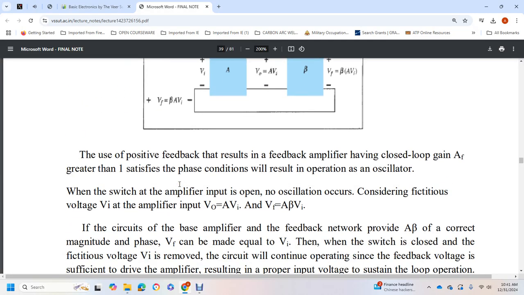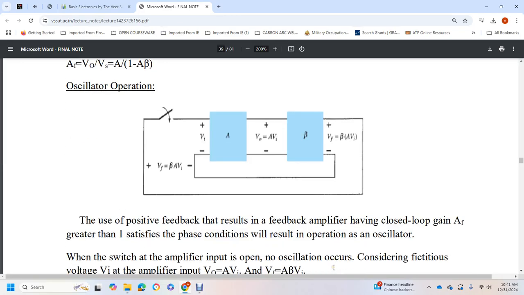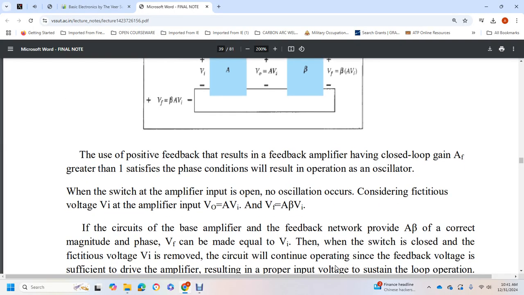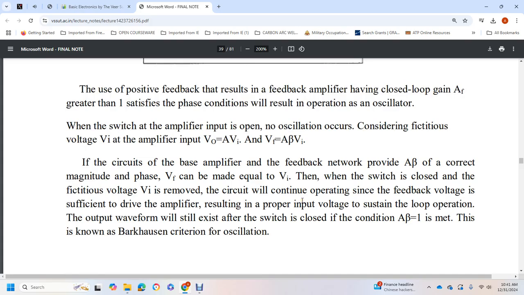Oscillator operation. The use of positive feedback in a feedback amplifier closed loop results in oscillator operation, provided the loop gain is greater than 1 and satisfies the phase condition. With the switch at the amplifier input open, no oscillation occurs. If the fictitious input voltage equals the amplifier output voltage times the feedback factor, then Vo = A·Vi and Vi = βVo. The circuit of the base amplifier and feedback network is provided with the correct phase and magnitude.